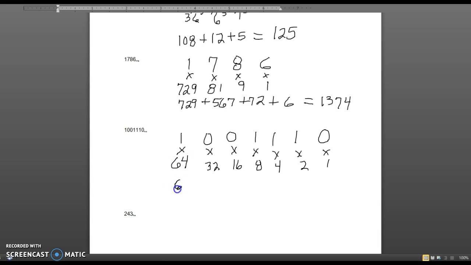So now I'm going to total these up. 1 64 is worth 64. I have 0 32s, so that's nothing. 0 16s is nothing. 1 8 is 8. 1 4 obviously is 4. 1 2 is 2. So my grand total here looks like 64 plus the rest of that is 78.